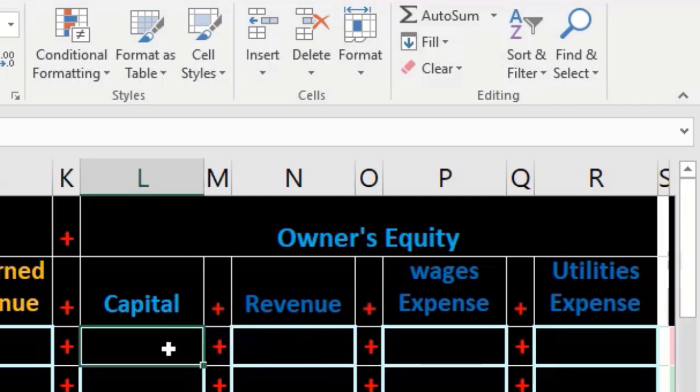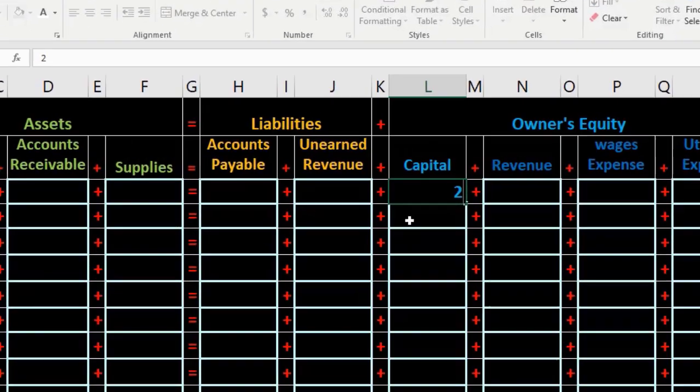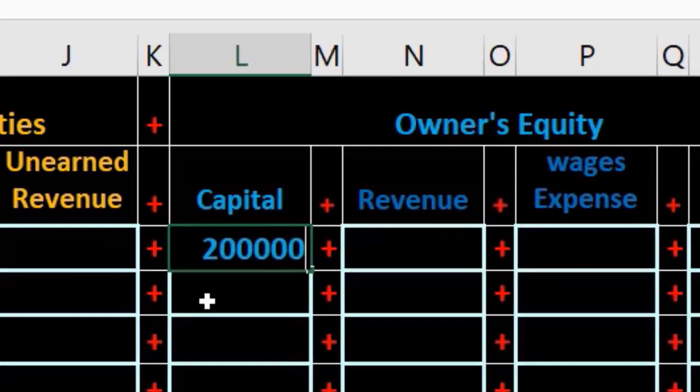Then the question is, is capital going up or down? We may not know that just by the capital account, but we know that the cash went up and it's on this side of the equal sign, and therefore this side of the equal sign must be going up as well in order to remain in balance. So I know that this has to be an increase of $200,000.